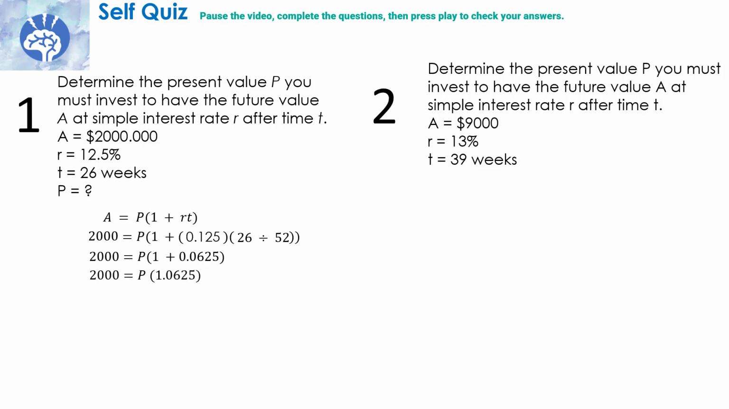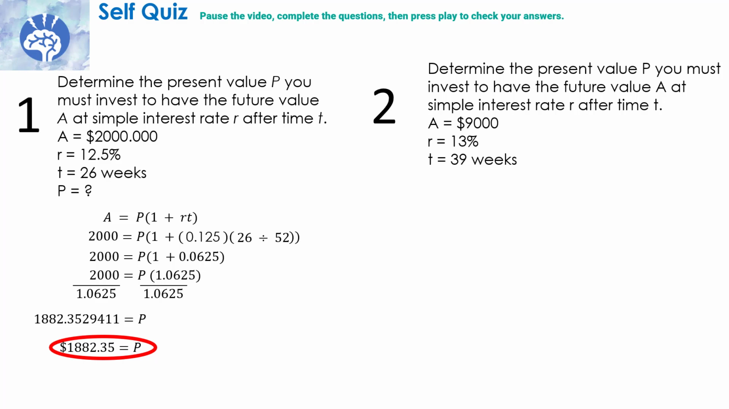I'm going to add. Now I need to get P by itself, so I'm going to divide by 1.0625. This gives us P equals 1,882.3529411. But here's the deal, we want money. So what we're going to do is round to the nearest penny, and that gives us $1,882.35. Let's look at number 2.